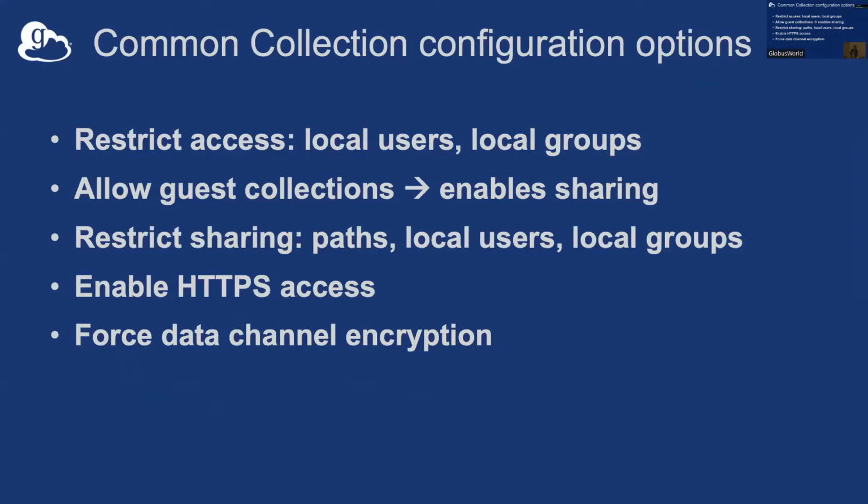Who are the local users and groups? Is sharing allowed? What are the restrict sharing paths, if you're familiar with it, which essentially allows an administrator to decide which parts of the file system a user can share with collaborators, and which users can share with collaborators. You can choose to enable HTTPS, so users can come and either do transfers or access data using that. Force data channel encryption. So there are a bunch of options that apply to that mapped collection that is created and a user accesses, right?